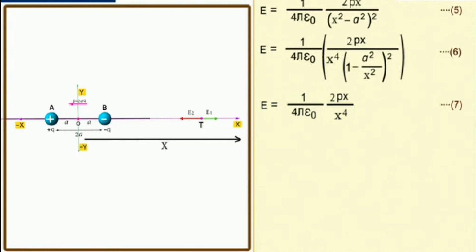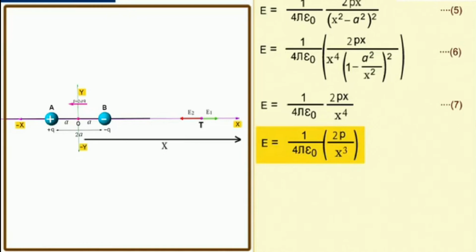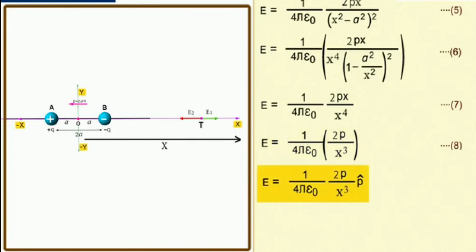This can be further simplified as E = 1/(4πε₀) × 2p/x³. Let us label it as equation 8. Equation 8 can be expressed as 1/(4πε₀) × 2p/x³ × p̂, where p̂ is the unit vector along the dipole axis in the direction of -q to +q. Let us label it as equation 9.